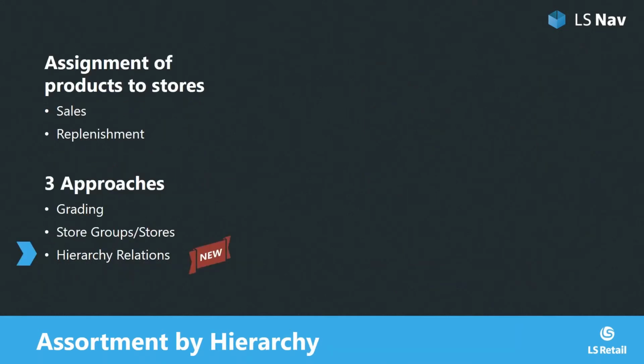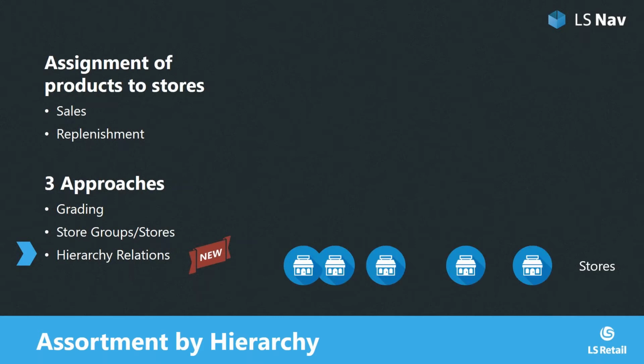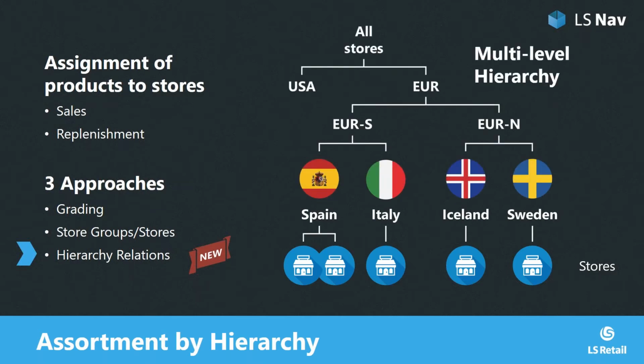And then we have our new approach, assortments based on hierarchy relations. This approach builds on top of the store group and store approach. Again, we start with our stores. And again, we put our stores into groups. But this time, this is a multi-level hierarchy. A hierarchy is a flexible tree structure, and it can have unlimited levels. In my example, I have built a hierarchy based on regions and countries.